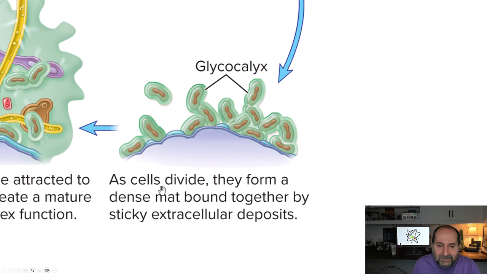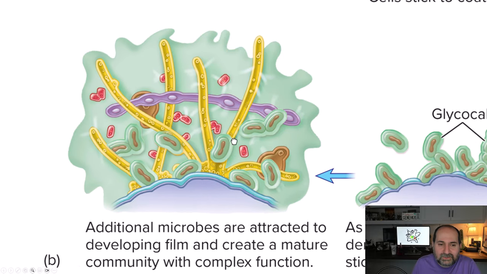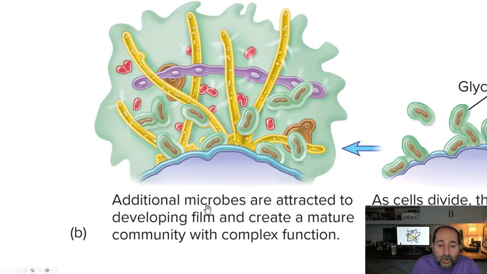Next, as cells divide, they form a dense mat bound together by sticky extracellular deposits. These extracellular deposits they're referring to is the sugar. It's this glycocalyx, which is a sugary proteinaceous structure. Imagine being covered in goo and secreting goo. Next thing you know, additional microbes of all different species, remember, all different species, even different types of organisms like fungi or algae, they can attach. They are attracted to this biofilm that's forming. They attach and they create a mature community with complex function.